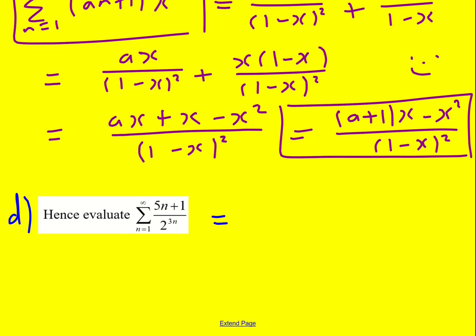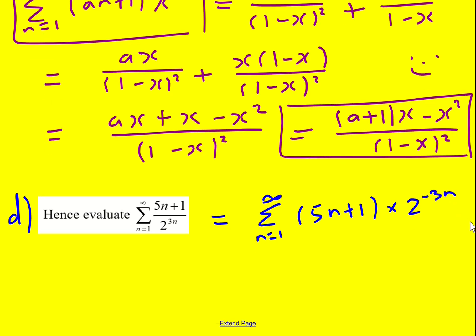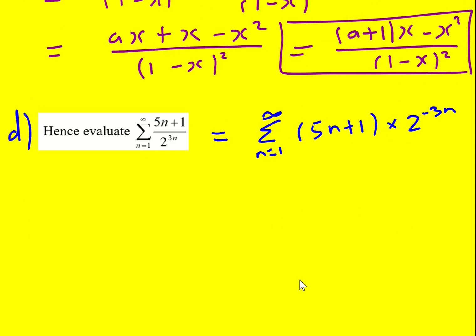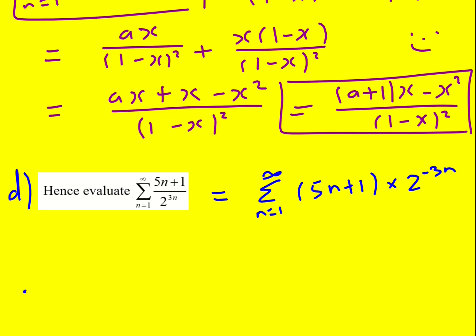Now, there's definitely some similarity between this and this, and if we can get it in the same form, we can use that final formula that we've just obtained. So we can write it as 5n plus 1 times 2 to the minus 3n. And this is nearly there actually, because we just need x to the n, so we can change it. We can change 2 to the minus 3n to 2 to the minus 3 to the power n, which is 1 over 2 cubed, which is 1 over 8 to the n.